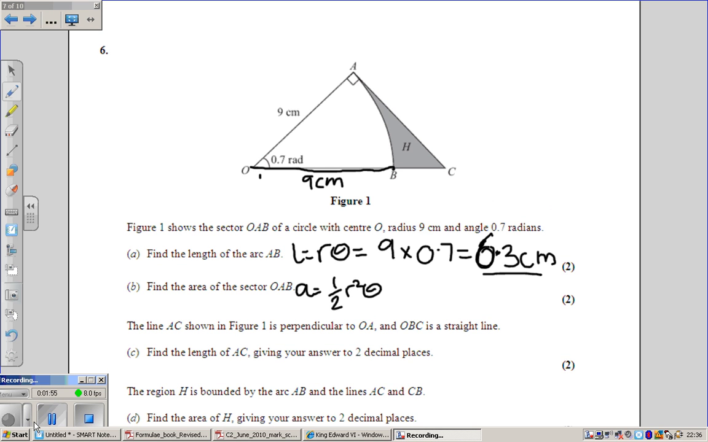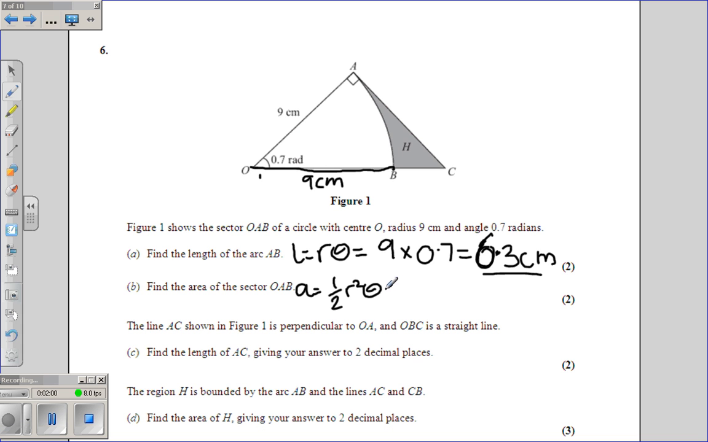And for part B, half r squared theta equals 0.5 times 9 squared times theta is 0.7. And type that into your calculator. I'll just do it quickly there. 0.5 times 81, because that's 9 squared, times 0.7 gives us 567 over 20, which is 28.35. So 28.35 centimetre squared, because it's area.